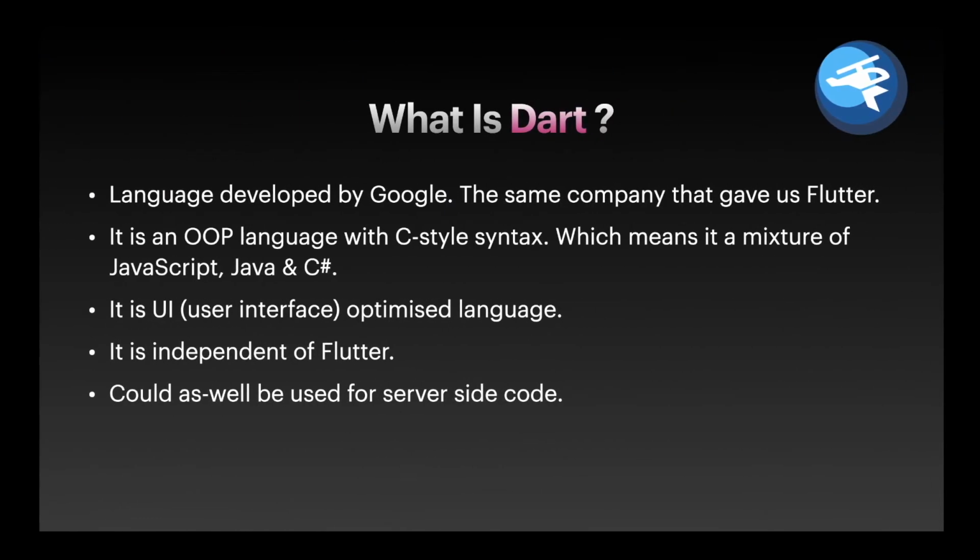Now, what is Dart? Dart is the programming language that we'll be using to build our Flutter apps. Dart is an OOP language, which means it is an object-oriented programming language, which comes with a C-style syntax. For example, if you have ever used JavaScript, Java, and C#, you should see some familiarity between Dart and those. Now, Dart was originally made as a UI-optimized language, which means Dart could be used to develop UI fast and rapidly. Now, two things to keep in mind. Dart is independent of Flutter, which means you can run Dart on server.